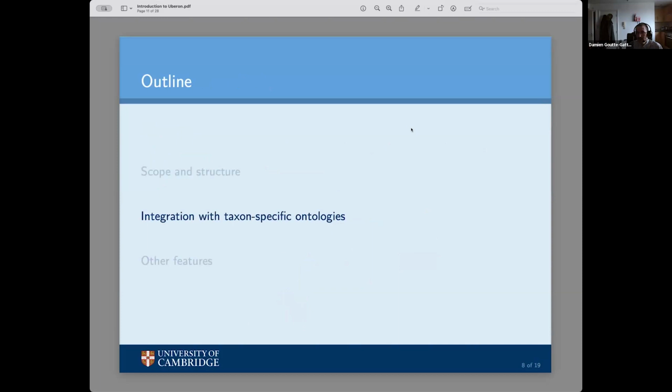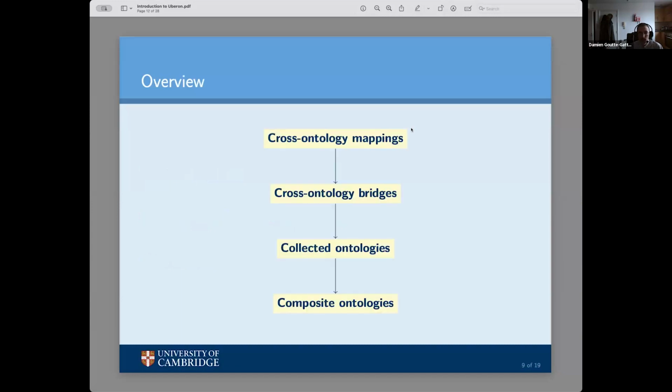All the taxon-specific ontologies are integrated, all terms from those taxon-specific ontologies attached to those placeholder terms. So that's what I will cover now. And for that, we need to introduce those four concepts of cross-ontology mappings, cross-ontology bridges, collected ontologies, and composite ontologies.